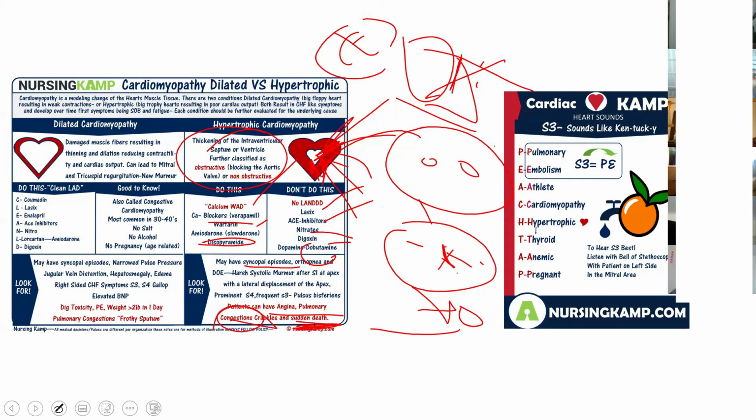it's a big risk. There's the Peach Club, which is SC3PE. Athletes can get this, but it's manageable. Cardiomyopathy, hypertrophic, thyroid just because of pump. Anemic patients, just think of volume. And then pregnant because of circulatory. Right.